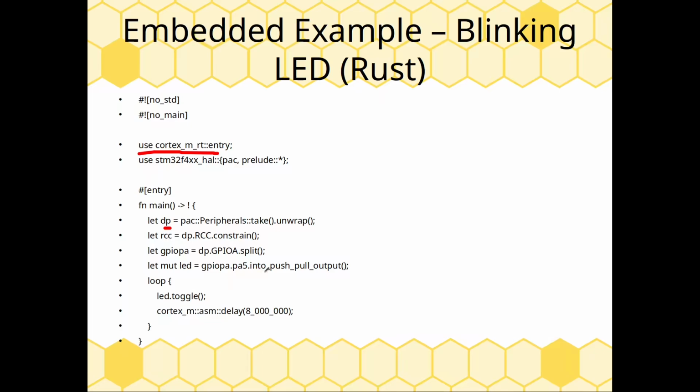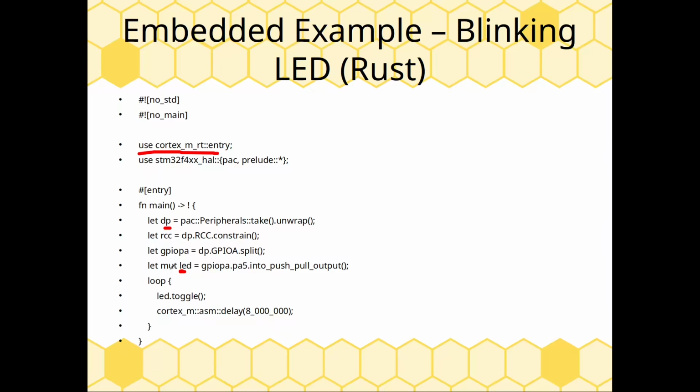You can find this in the STM32F4 board packages in Rust on Google. You can search for them, and you can find all the documentation regarding that. And in PA5, we are calling into_push_pull_output. This will give out the LED's address to the led variable here.